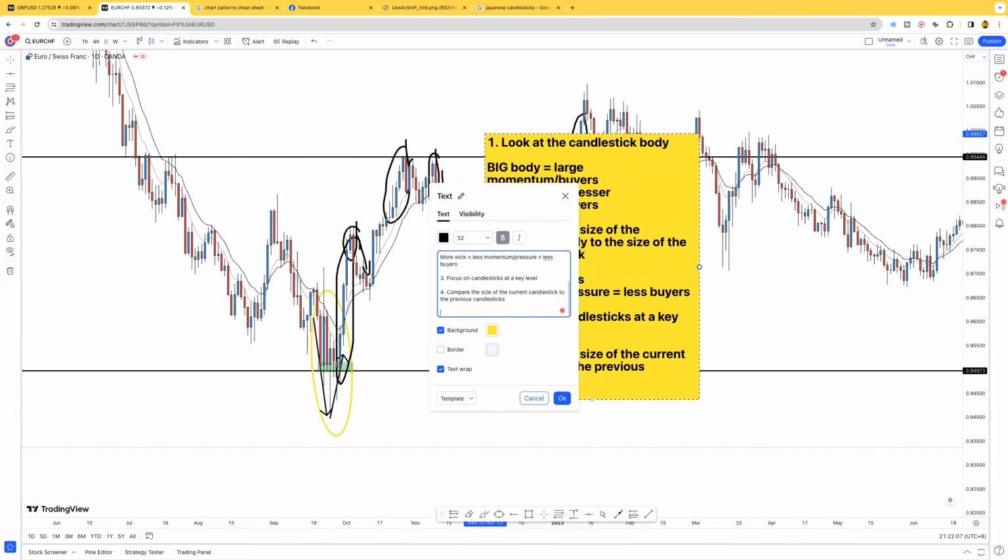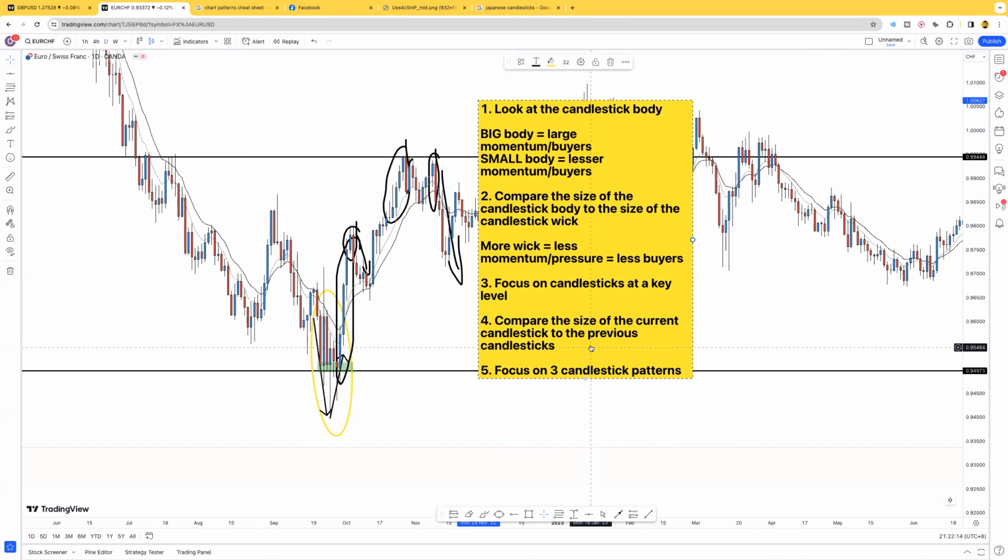Focus on three candlestick patterns. I almost forgot to mention this point, but find three favorite candlestick patterns that you love, that work for you, and then just focus on finding those three candlestick patterns.